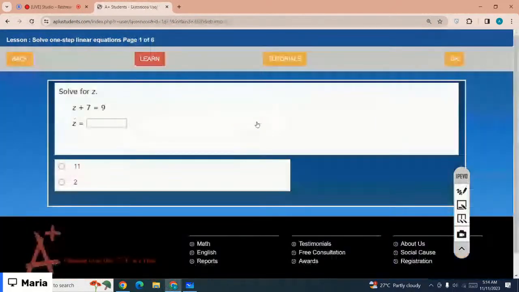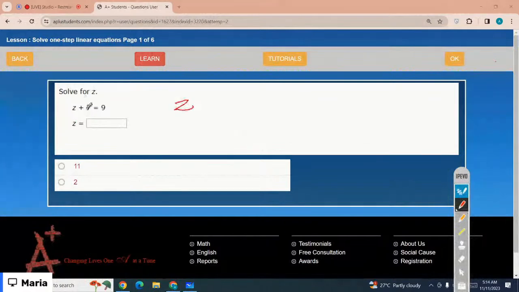Okay, z plus 7 equals 9, right? So you have to find the value of z. So you need to remove that 7. So how do you remove it? Just do reverse operations. The opposite of addition is subtraction.